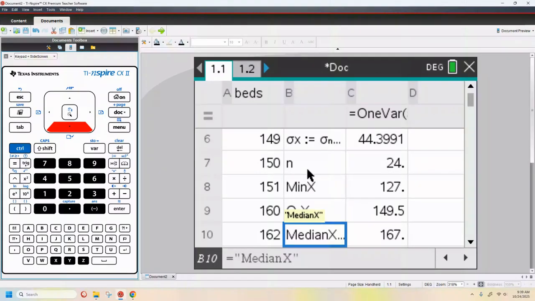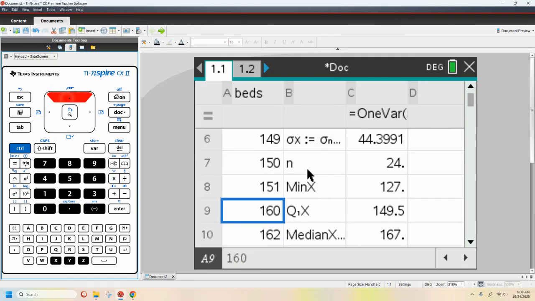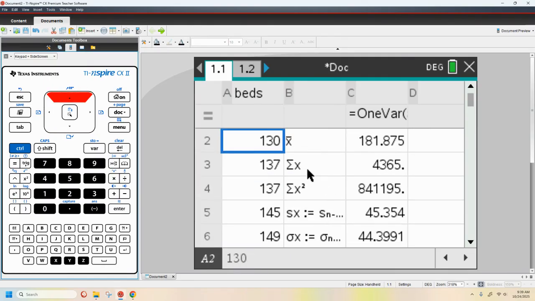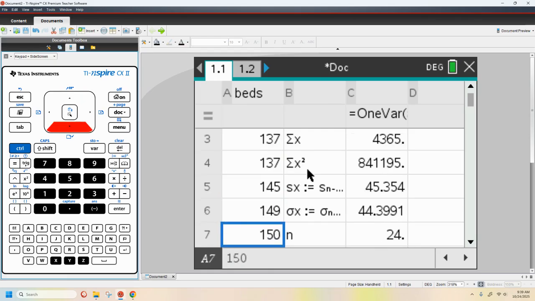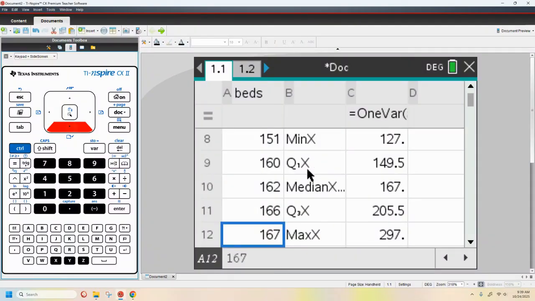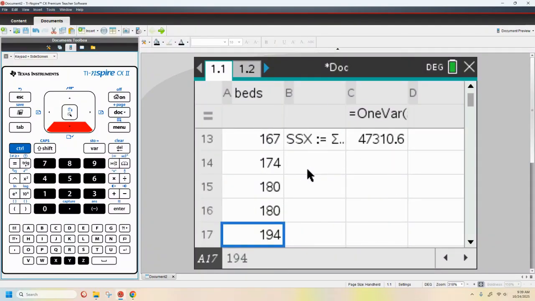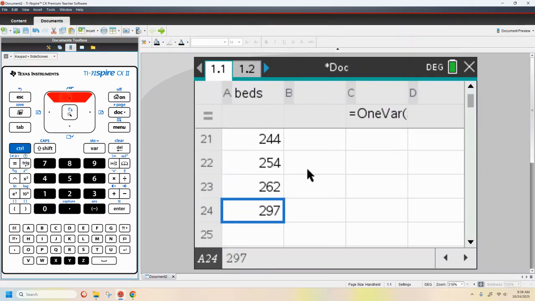And now for our mode, I don't know if there were any numbers repeated or not, but we can check. I didn't, oh, there were some 137s. There were two 137s. Was there anything else that was repeated? Did anybody notice when they were typing in data? I think it's just the 137s.